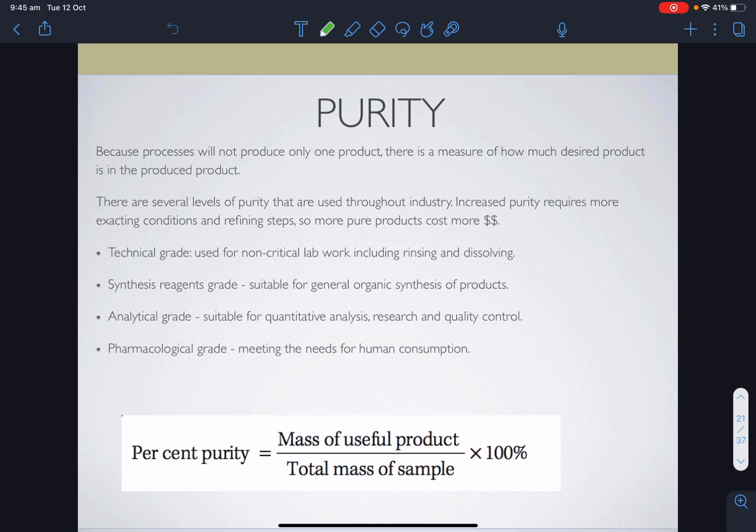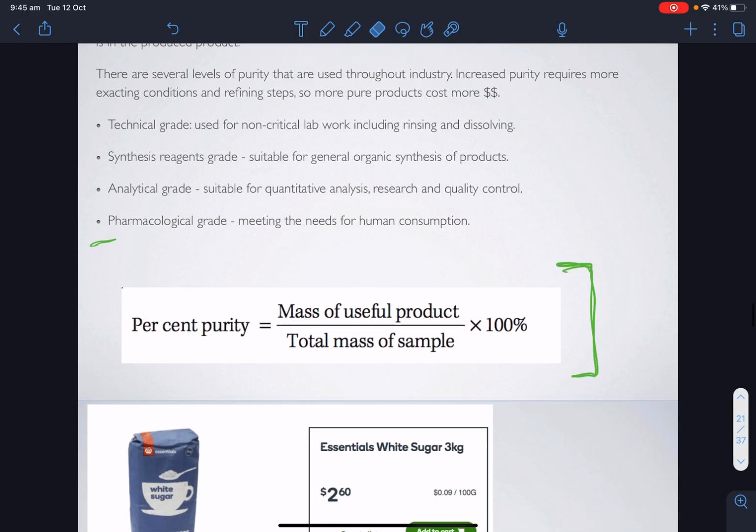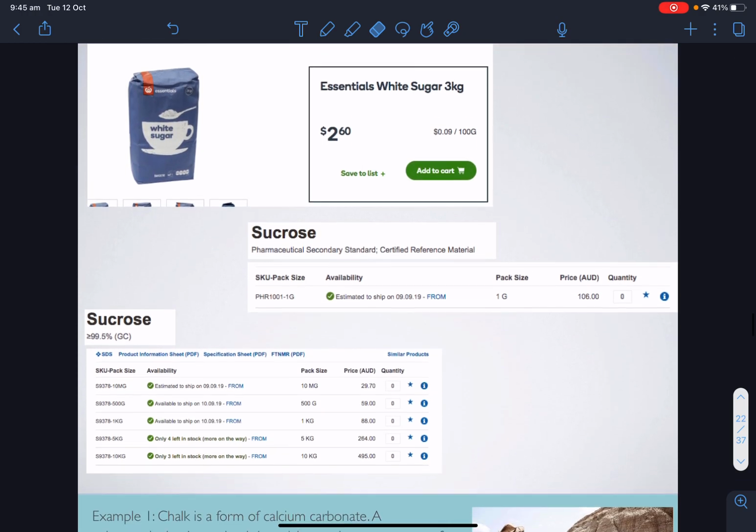So that's just a bit of theoretical overview on purity. We're going to use this formula to calculate purity. It's essentially not that difficult. It's just the mass of what we're after over the mass in the sample, times 100%. So just a little bit more on the theory.